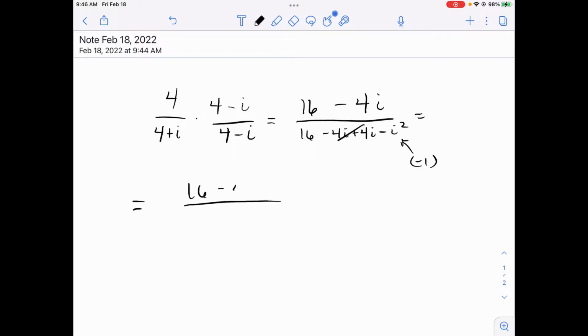So 16 minus 4i in my numerator, and now 16 minus a -1 in my denominator. Again, the i squared is being substituted with -1 because those are equivalent. All right, continuing to simplify, 16 minus 4i over 16 minus a -1 is 16 plus 1, which would be 17. And now what I'm checking for is, is there a common factor between 16, 4, and 17? And unfortunately, there's not.